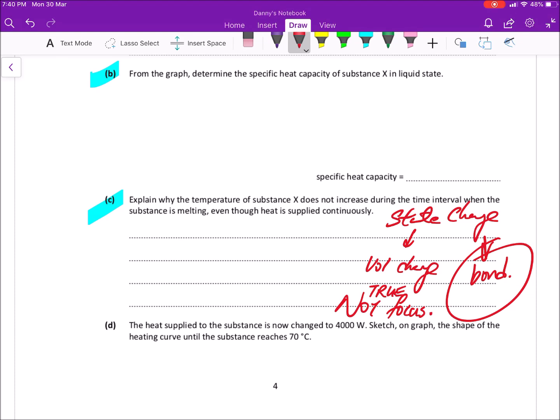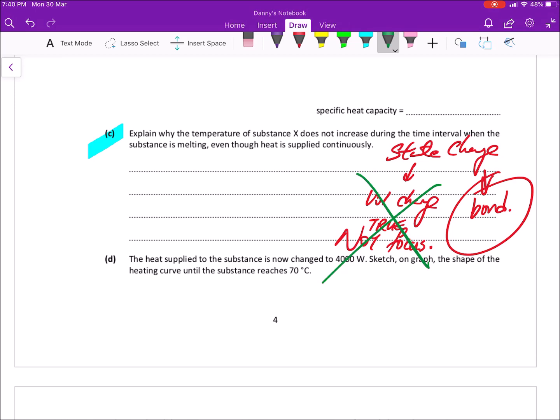Okay, so it's like watching a romantic movie, and then rather than talking about the boy or the girl, suddenly I go and talk about the bench. Yeah, the bench is there, but it is not important. It is the boy and the girl that I want to focus on. So when state change, stop telling me about volume change. I don't want to hear it unless the question asks for it.